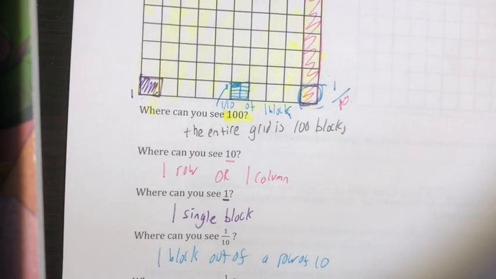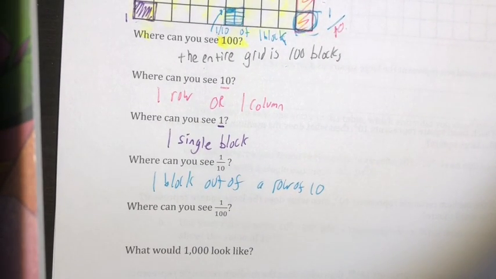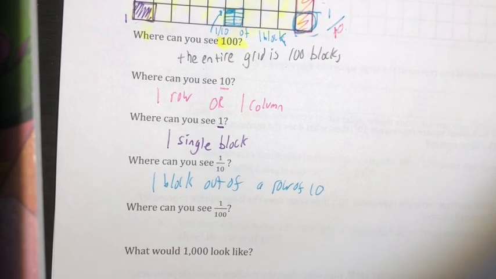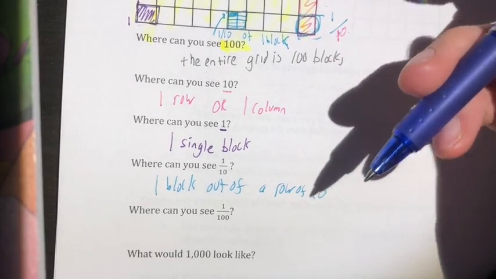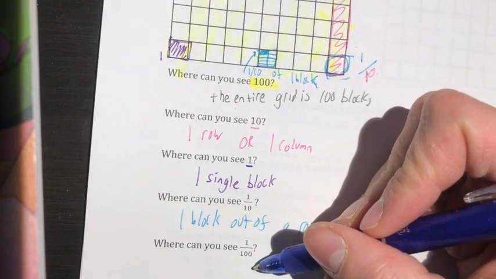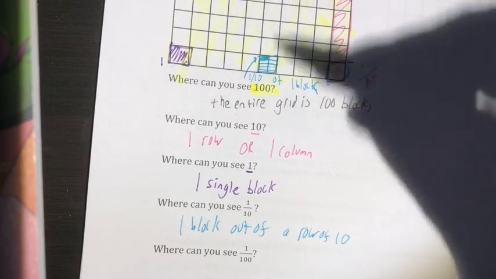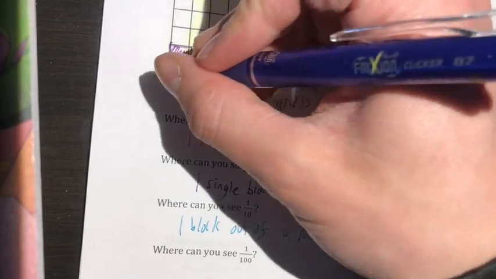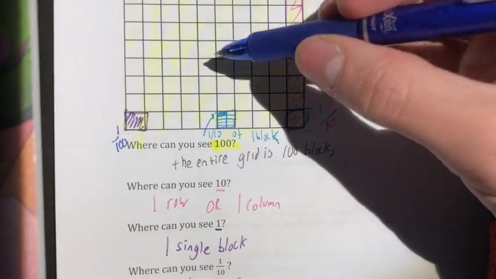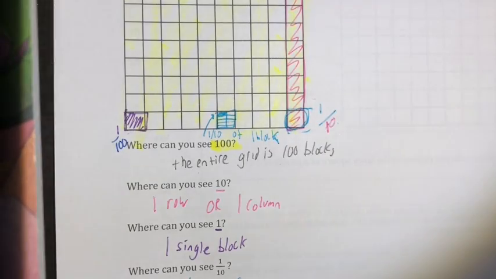And you do the same kind of arguments for where do I see 1/100th. So 1/100th, I could think, well, my one block could be 1 out of 10, but it could also be 1 out of the whole 100. 1 out of the 100 blocks in that grid.